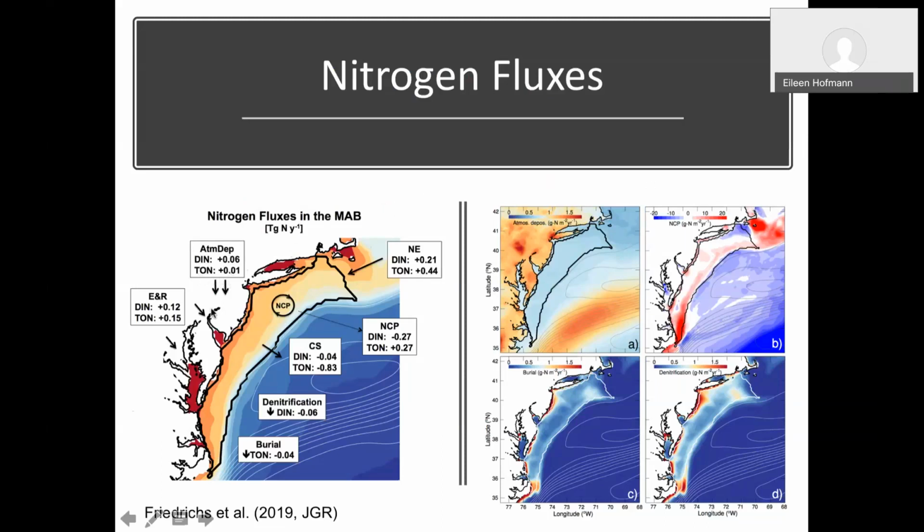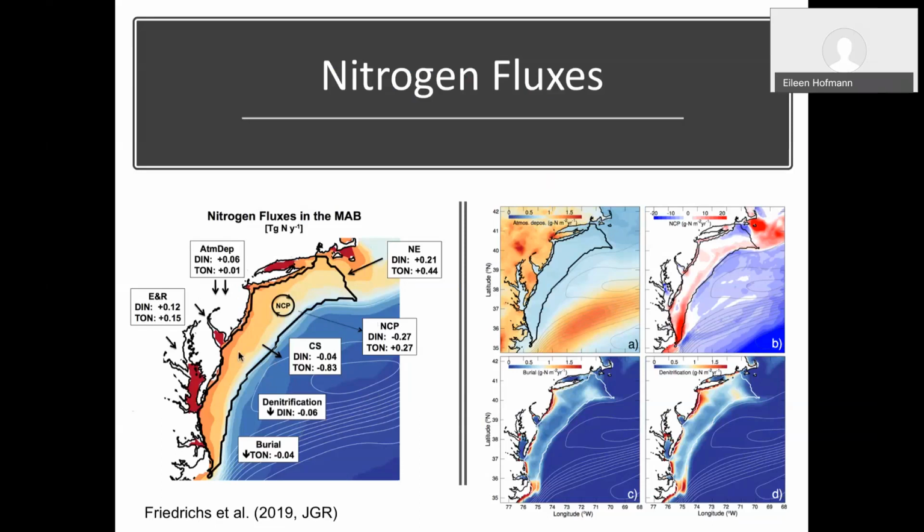from atmospheric deposition, what's coming in through the estuaries and the rivers, what's being exported from the shelf at the shelf edge, and what's coming into the shelf from the area north of the shelf. We also can estimate the amount that's buried and the amount of denitrification. All right, so this allows us then to have a budget.